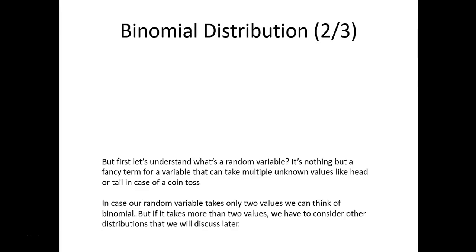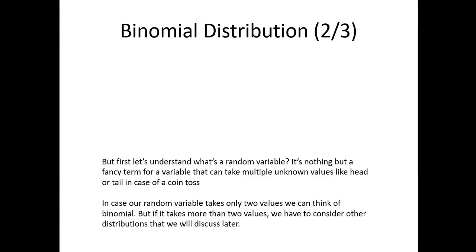So let's move a bit. First, let's understand what is a random variable. It's nothing but a fancy term for a variable that can take multiple unknown values, like head or tail in case of a coin toss. It can be 1, 2, 3, 4, 5, 6 in case of rolling a dice. It can be winning or losing in case of a team playing a match. It can be cured or not cured in case we are giving a patient a medicine. He can either get cured or not get cured with that medicine. So those are two different possibilities.